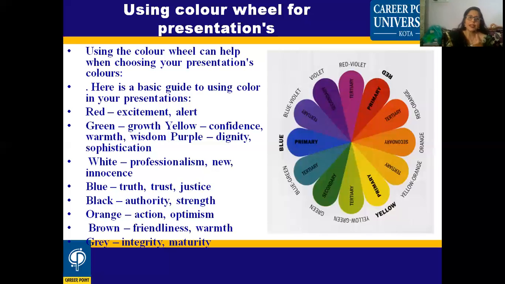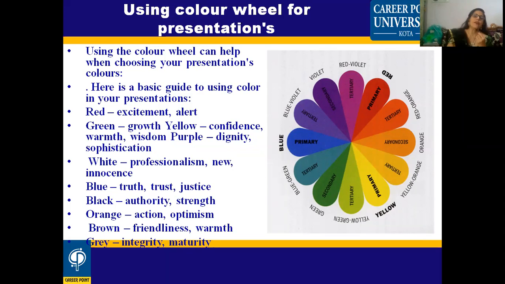If you are using bright colors such as red, orange, then you may find that the presentation will convey the message of excitement and alert, so if you wish to convey this sort of message, you can use this color. If you wish to convey the message of confidence, warmth, wisdom, then you can always use green color. On the other hand, dignity, sophistication, this sort of messages can always be conveyed through purple color.